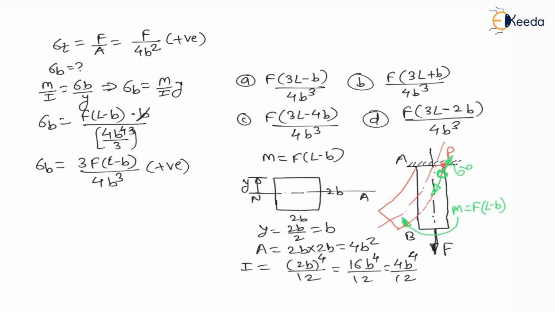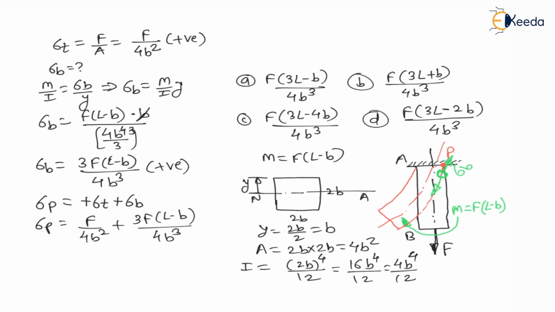Means at point P, if I want to find the stress, then there is a tensile stress which is positive, as well as there is tensile bending stress, therefore it is also positive. Therefore we have to add both of them. Stress at point P is sigma t, which is nothing but F divided by 4b square, plus bending stress 3F(L minus b) divided by 4b cube. Both are tensile, that's why we are adding here.